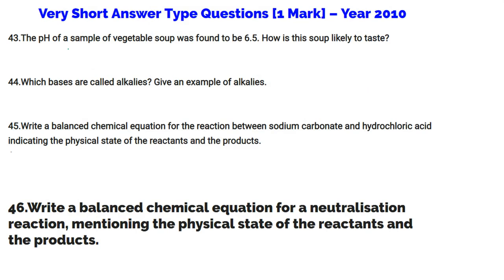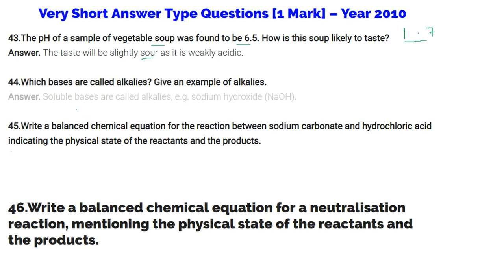The pH of a sample of vegetable soup is found to be 6.5. How is this soup likely to taste? This will taste somewhat sour because it is weakly acidic. 1 to 7 is the acidic characteristic pH value. Which bases are called alkalis? Give an example of alkalis. So soluble bases, all the bases which are soluble, are termed as alkalis, like sodium hydroxide.